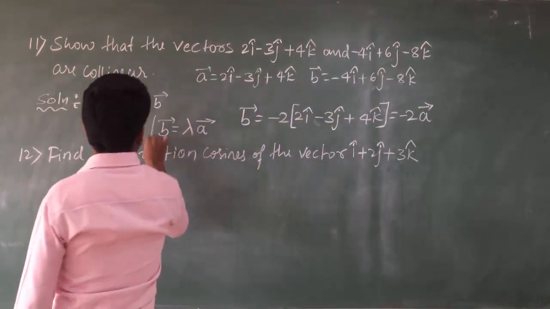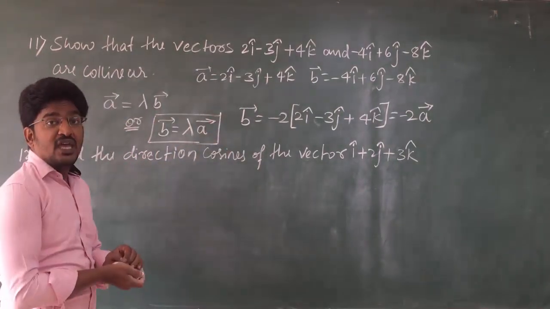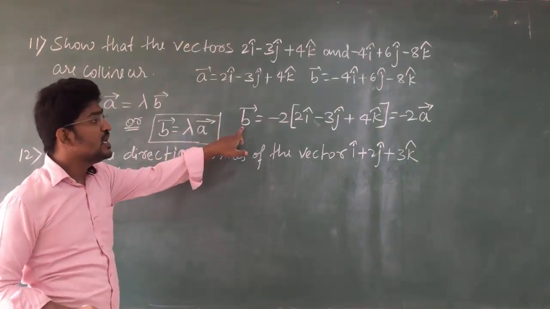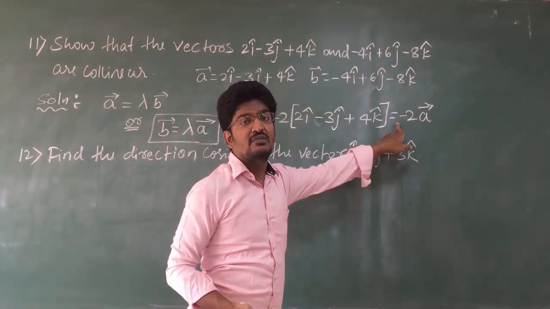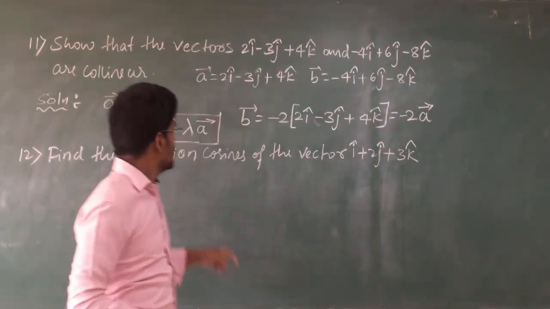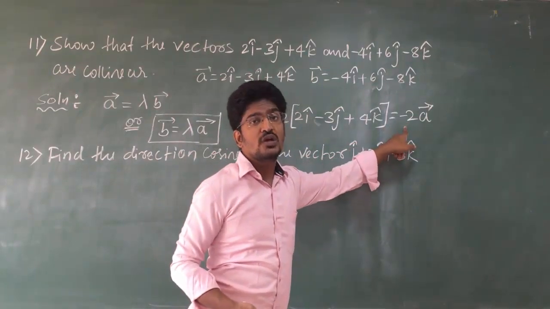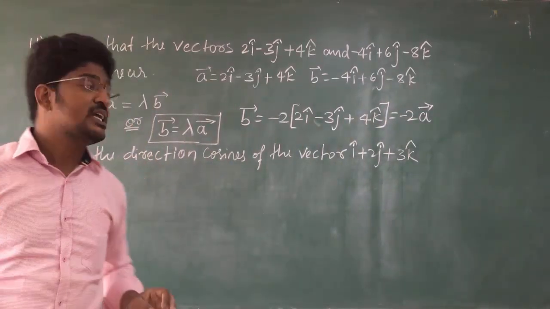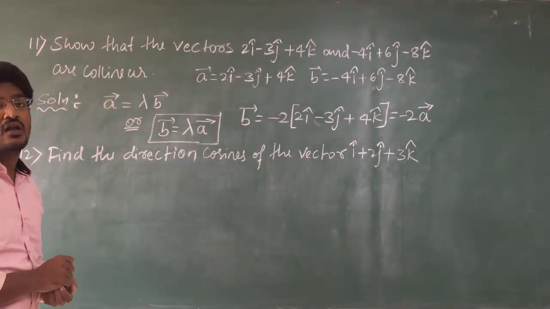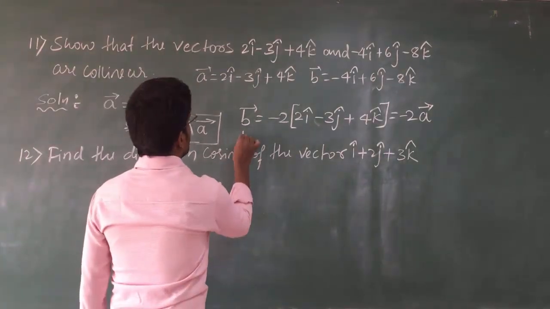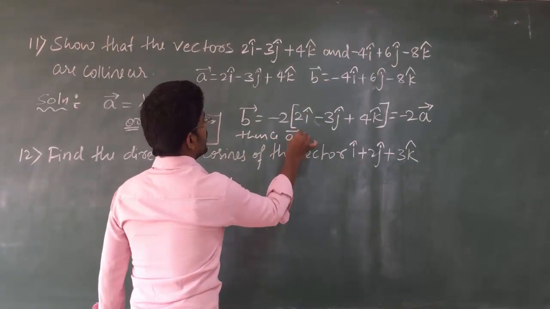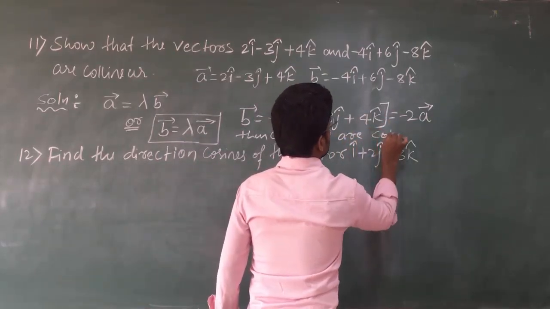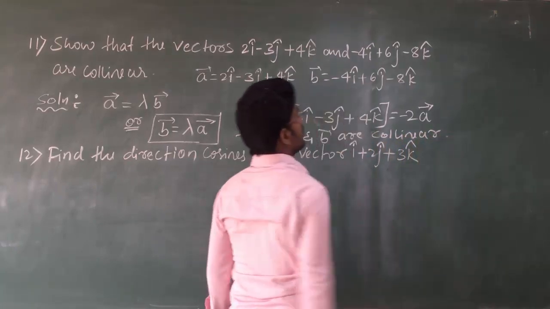See this. B is written as a scalar multiple of vector A. B is written as minus 2 times vector A. So the lambda value is minus 2, that is, the scalar value is minus 2. Therefore, we can tell that vector A and vector B are collinear. Hence, vector A and vector B are collinear.